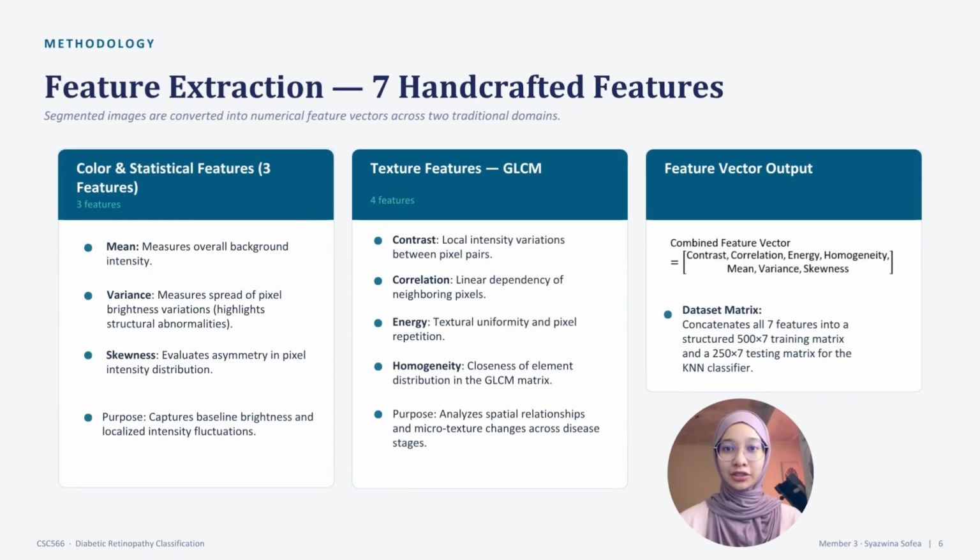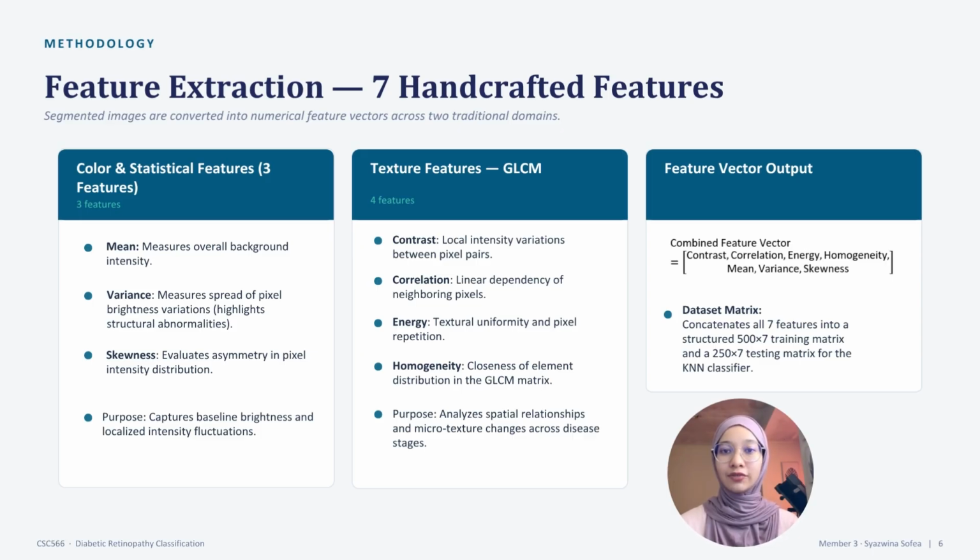The second domain is texture features, computed using the gray-level co-occurrence matrix or GLCM to analyze spatial relationships between neighboring pixels. From the GLCM, we extract four key descriptors: contrast, which measures local intensity variations; correlation, which evaluates linear dependency between pixel pairs; energy, which measures texture uniformity; and homogeneity, which reflects how similar neighboring pixel values are. These four metrics capture fine retinal texture changes across different disease stages.